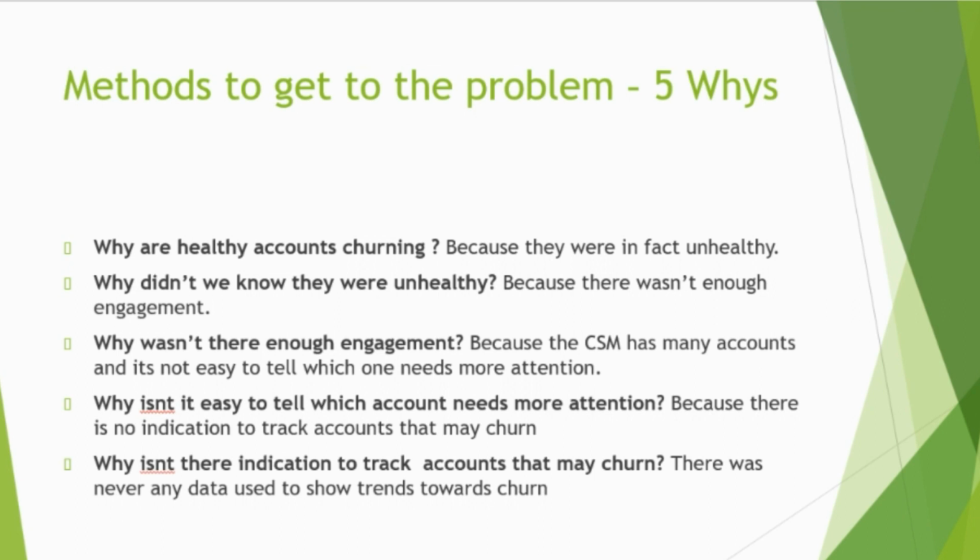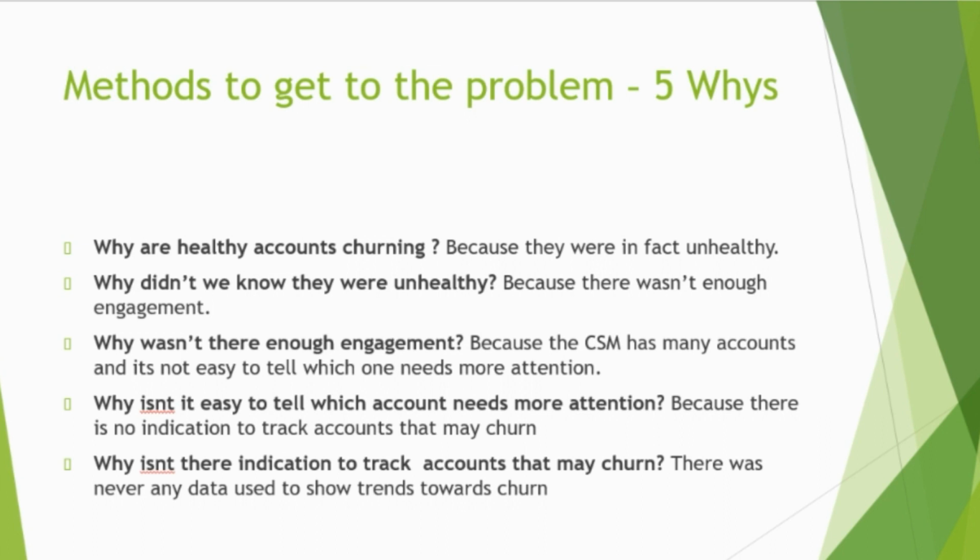So the root of the problem is not that healthy accounts are churning. The root of the problem is that there is not enough data to show trends towards churning. Because if you could see the data that said, oh, this is red, this account is going to churn, like they're unhappy, they don't have enough people logging in, they gave us a low NPS score, we can never get in contact with our primary contact. That person doesn't answer our phone calls or our emails. Like, those are all indicators that this is not a healthy account.